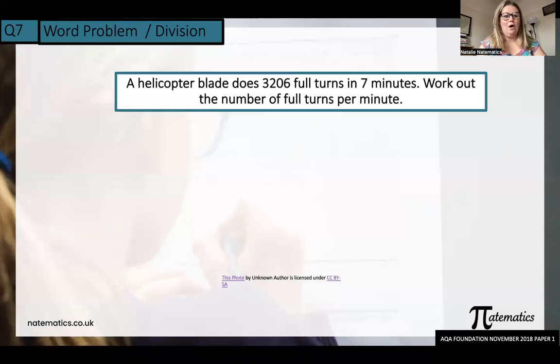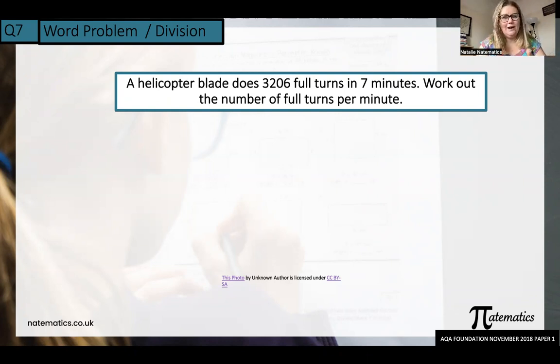Hello, this is an example of how to use the bus stop method to do a division. Now, this is actually from part of my walkthrough for the AQA examination board in England. It's foundation level and it's taken from paper 1 in November 2018. Paper 1 for AQA is a non-calculator paper. They have 3 papers. The first one is non-calculator, and then for the other 2 you are allowed to use a calculator.